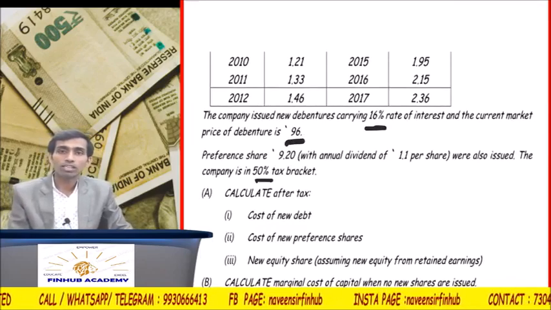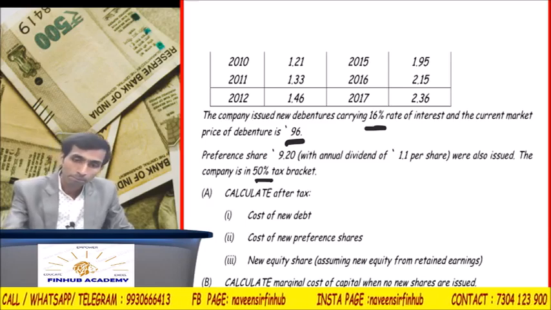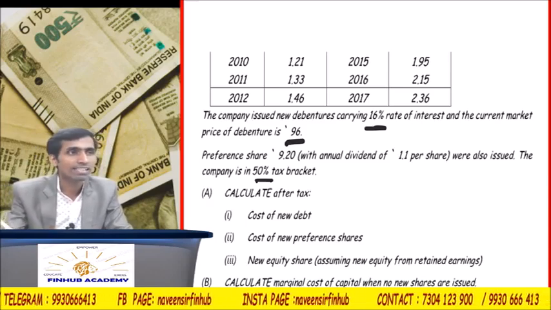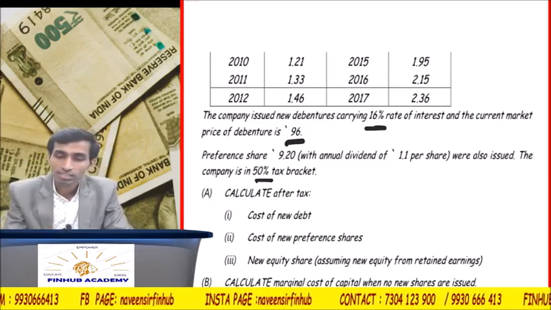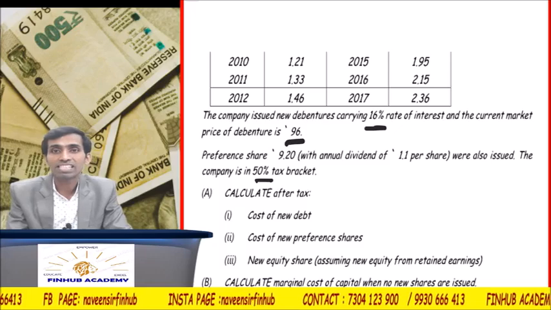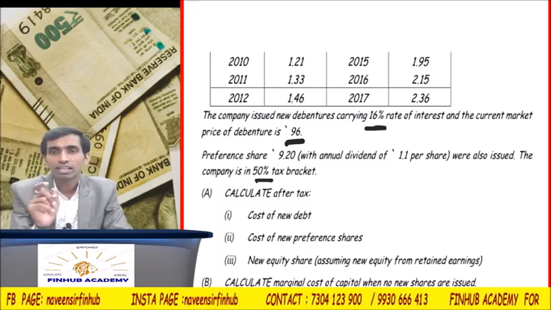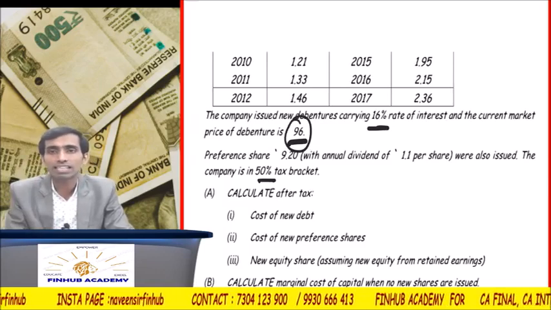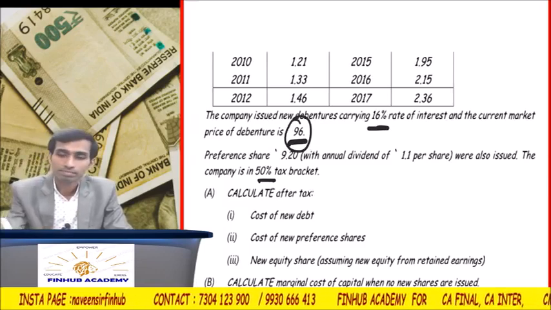I can calculate what? KD. Okay. How will I calculate KD? Listen. 16 into 1, 16. 16 will be the same. 16 on 100. Because the price is 96, that means my face value is 100. We have to understand that. Is that clear?